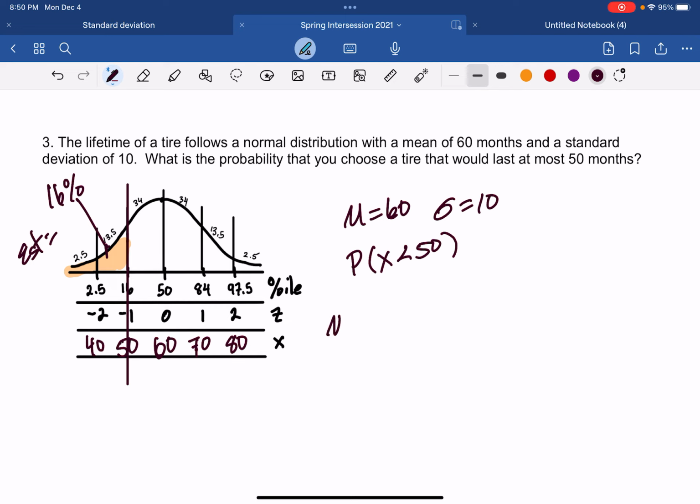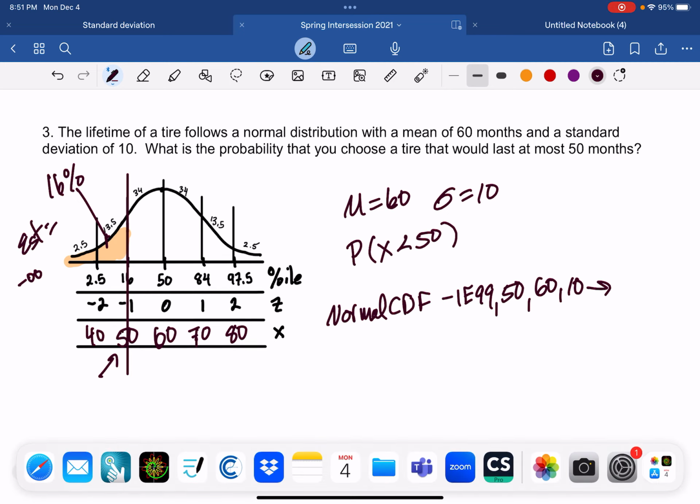So here we're going to go normal CDF. Okay. Where do we start shading? We start shading at negative infinity. And how do we do that in the calculator? We do that as negative 1e99. Where does it stop? It stops at 50, right, which is here. And then what's the mean? 60. Standard deviation is 10. That's the information we need for the calculator, what you see right there.